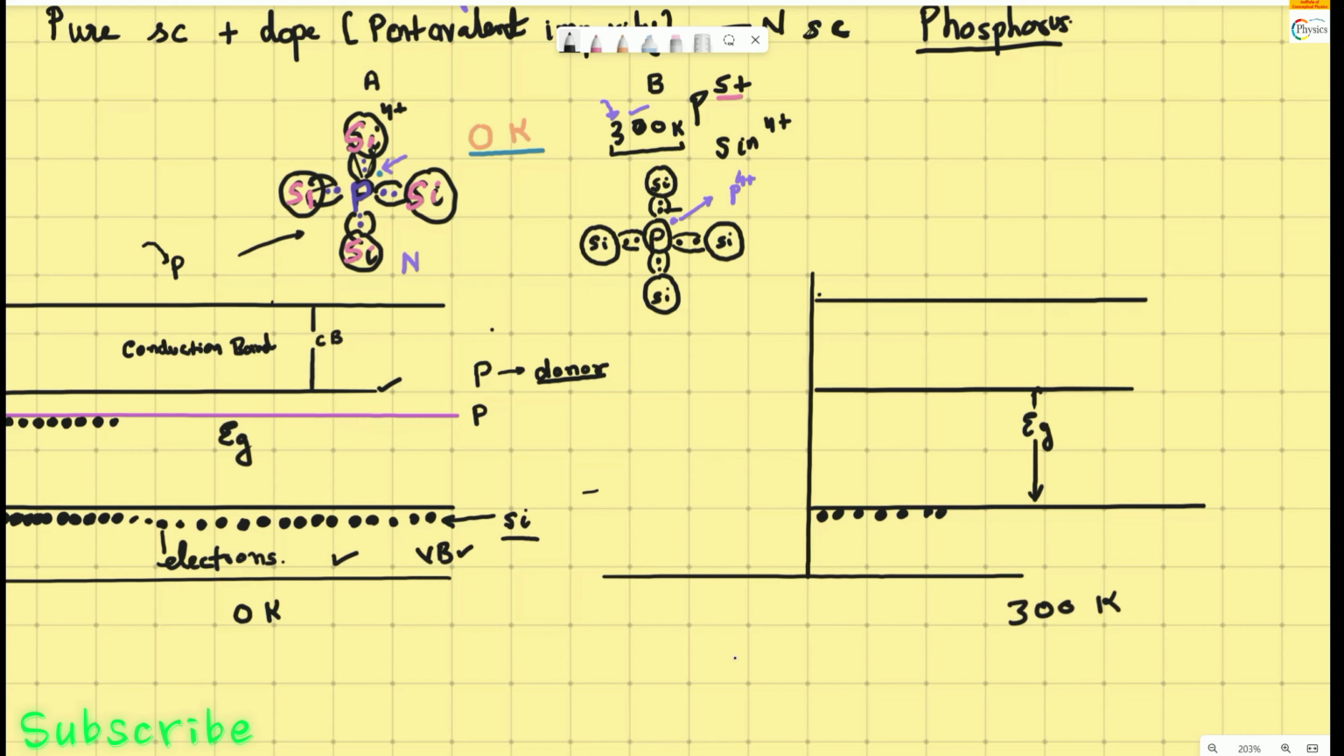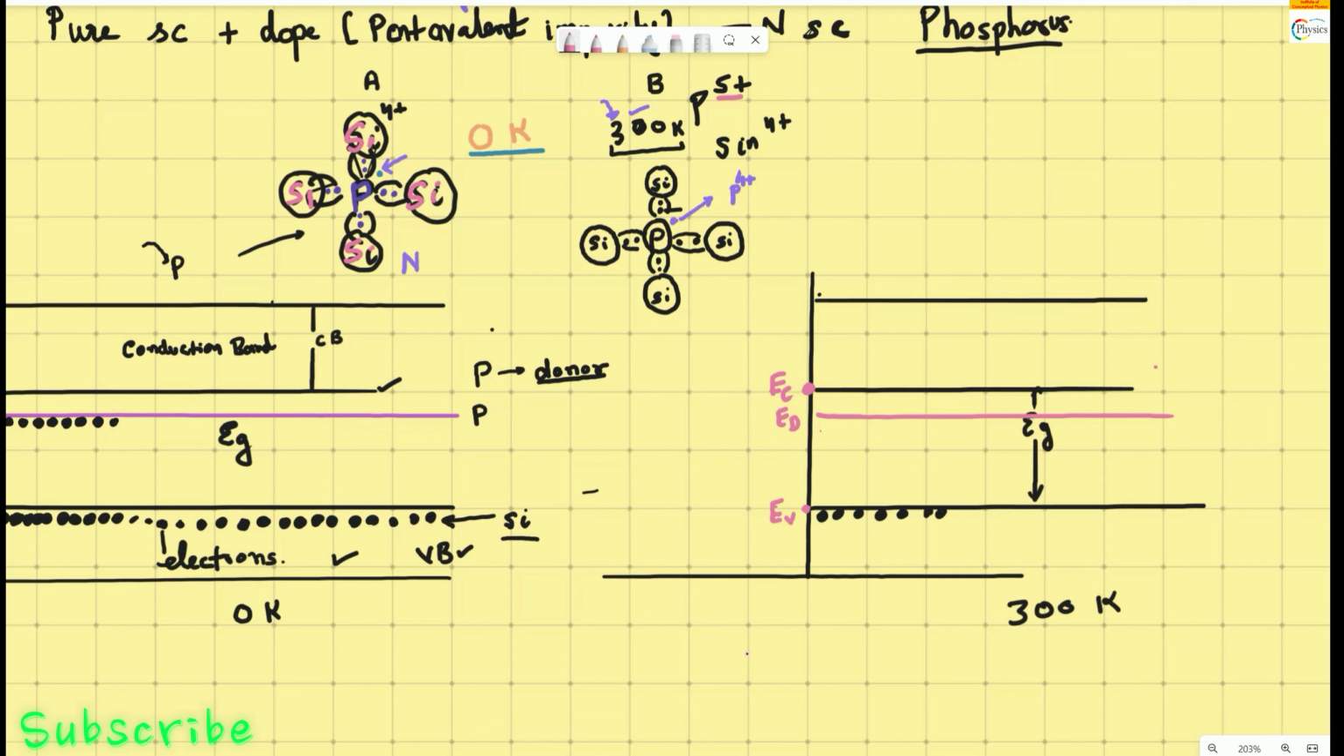And of course, I also need to draw the donor energy level, which is phosphorus. So let me just draw it along the previous diagram. So this is it. This is your conduction band, the start of the conduction band, which is your EC, let's call it EC here, right? So this is your EC, and this is your ED, the donor, and of course this is your EV, which is the valence band.